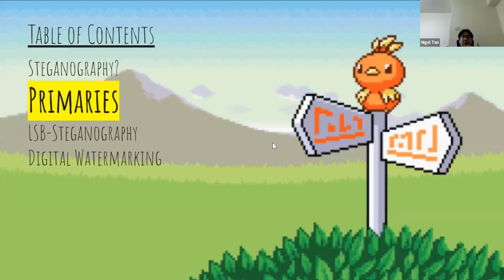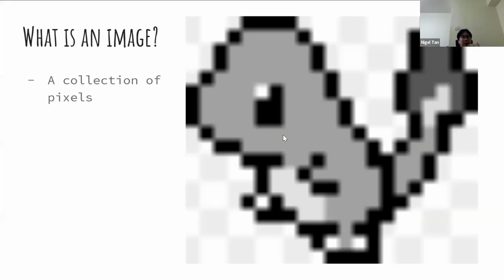Okay, so now let's talk about some basic information you'll need to know in order to understand what LSB steganography is, which we'll cover later. Actually, I requested to go after Jian Hao because he would explain to you what an image is. So just a quick recap.